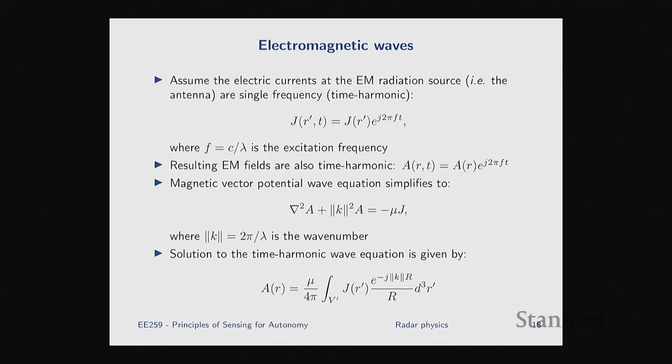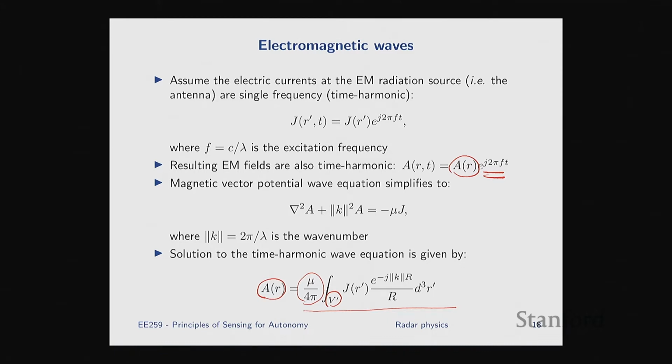So now we only have to solve for A of r, because the temporal part of it we already know. Okay, so now we just need to find A of r. And A of r, the complex amplitude of the magnetic vector potential at a point r in space, is now given by this integral. You still have the mu over 4 pi constant in front of the integral. You're still integrating over V prime, which is the volume that contains the current.